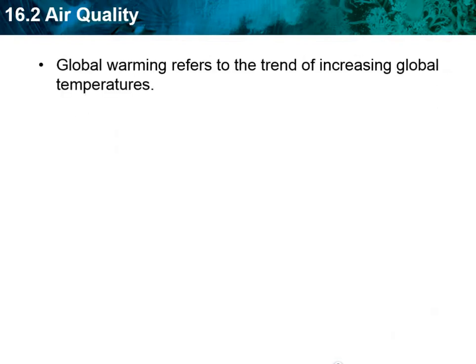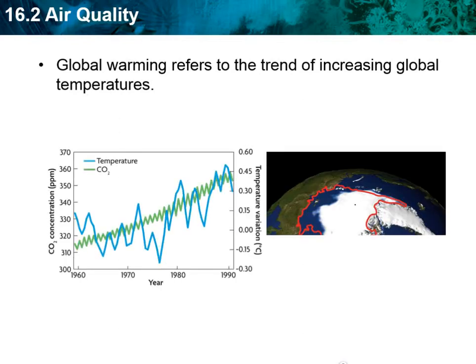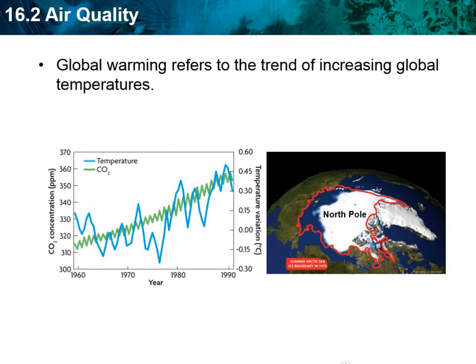Global warming refers to a trend of increasing global temperatures. Once again, you can see on this graph the temperature in blue and the carbon dioxide in green, and the carbon dioxide is continuously going up. You can see the average temperature on the planet is also increasing as time goes on. You can see pictures of what the ice cap used to be like and what it is currently.